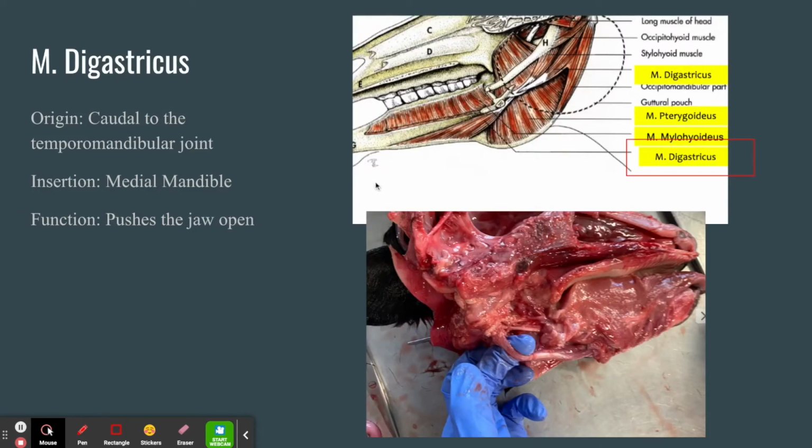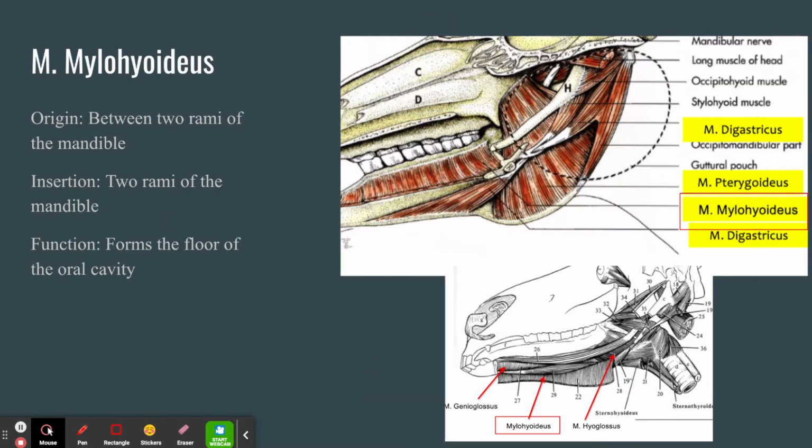And then you have the digastricus muscle, which has the origin caudal to the temporomandibular joint, and insertion at the medial mandible. The function is that it pushes the jaw open. And then you have the mylohyoides, which has origin and insertion at the two rami of the mandible, and its function is that it forms the floor of the oral cavity.